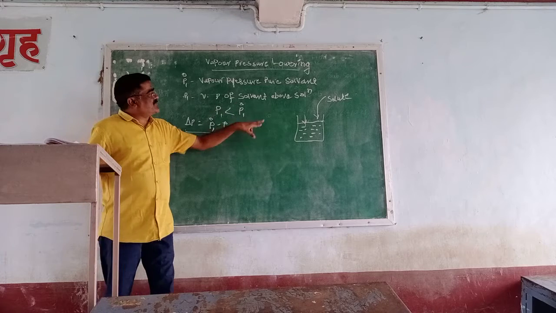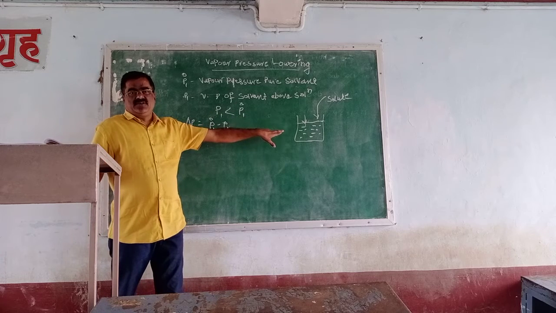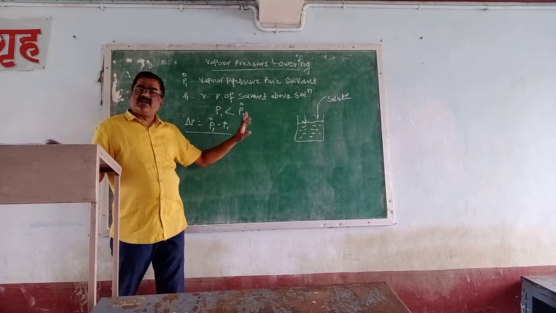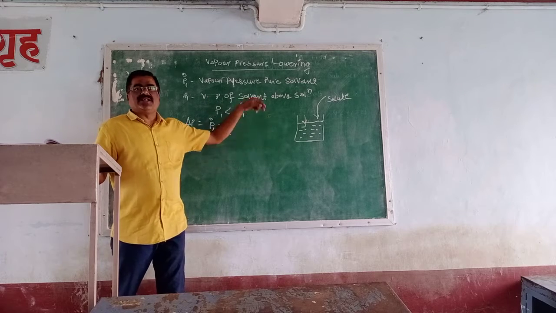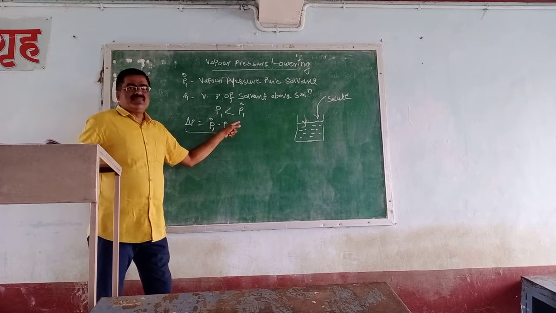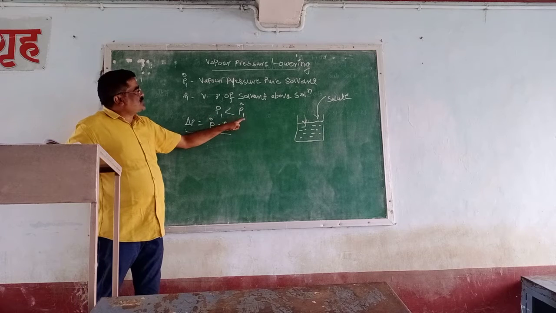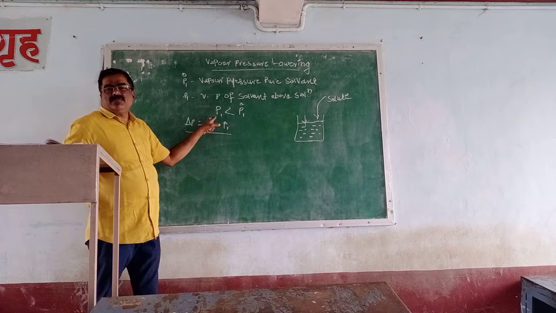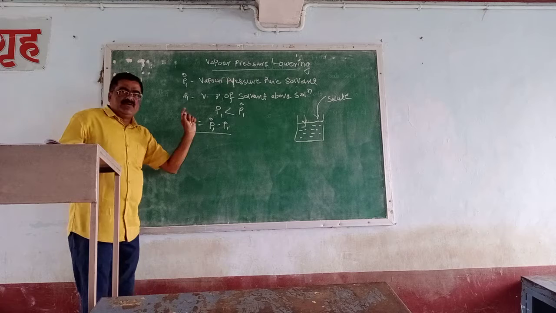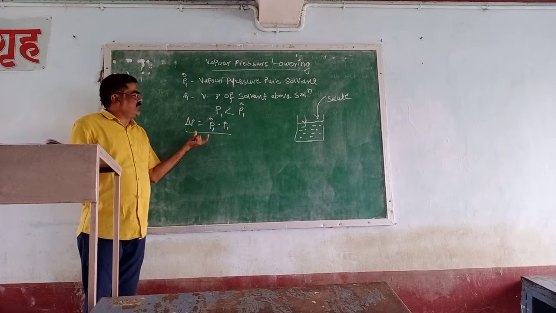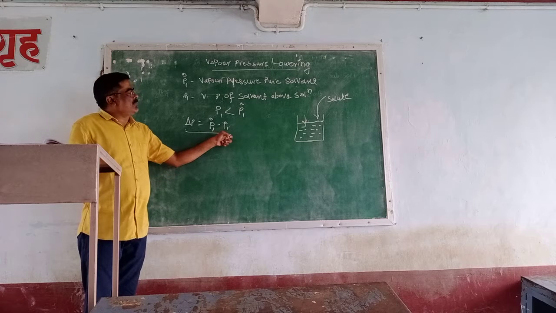And that difference between these two vapor pressures, the vapor pressure of the pure solvent and the vapor pressure of the solution in which the non-volatile solute is added. At that time, the vapor pressure of the pure solvent P1 is greater than the vapor pressure of the solution in which the solute is added. And then the difference between them is the delta, or lowering of vapor pressure, P1 minus.